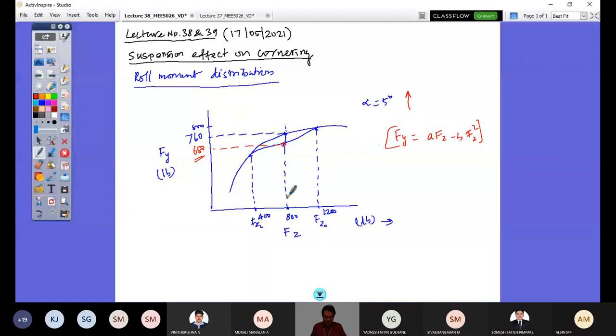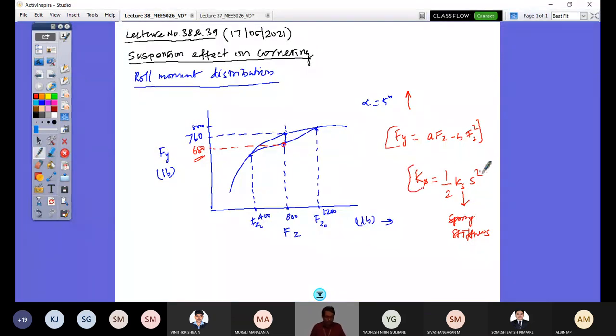You also know that the roll moment distribution depends upon the roll stiffness of your vehicle, which is given by K phi, and that would be dictated by half into Ks into s squared, where this Ks is the spring stiffness. Right, this is also very clear. s is the separation of the equivalent stiffness that is considered in our free body diagram. Now this relationship can be proved simply.